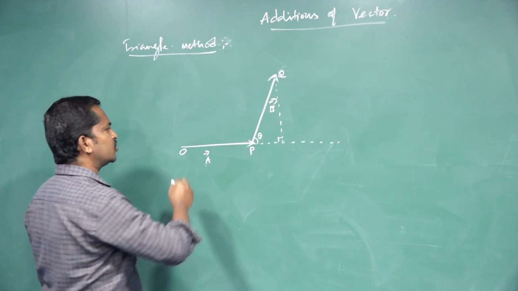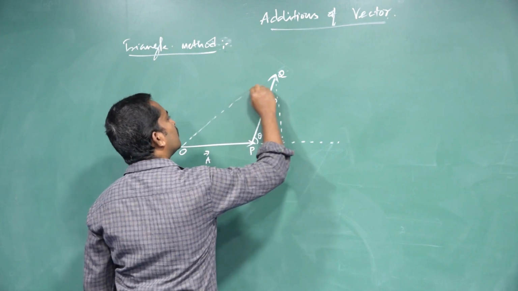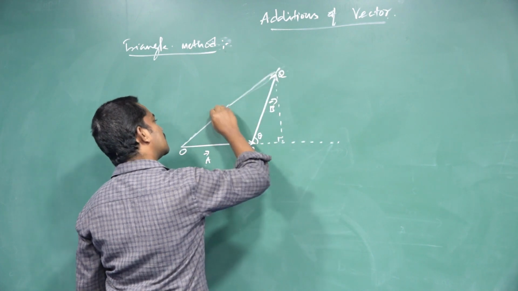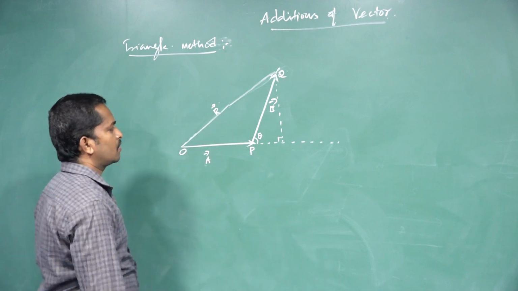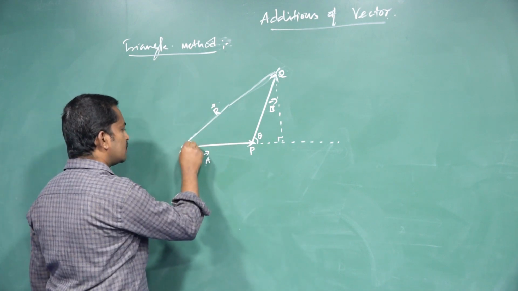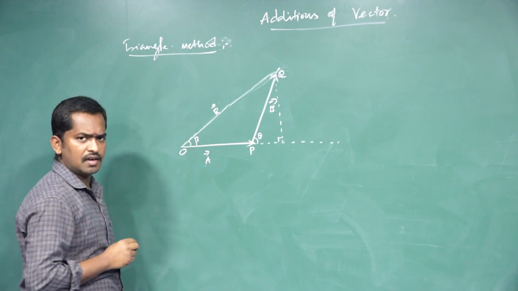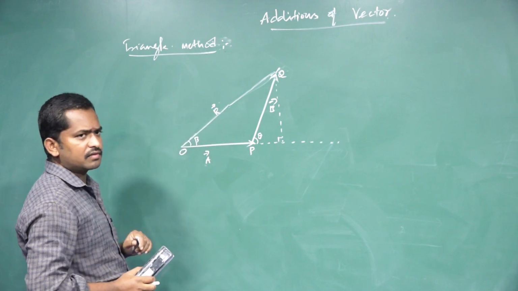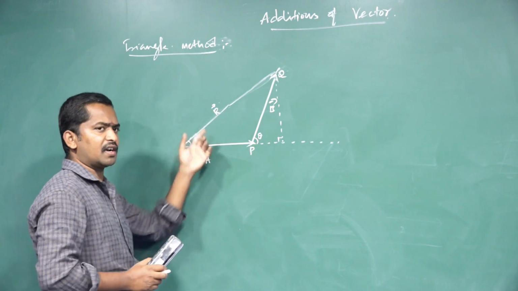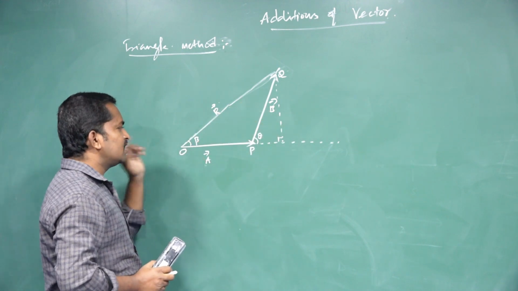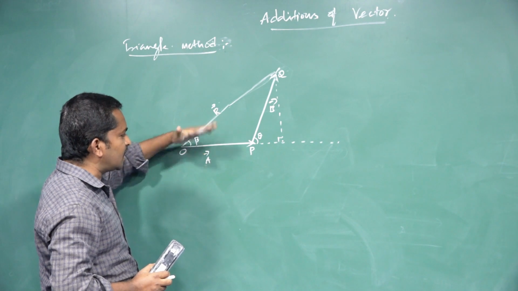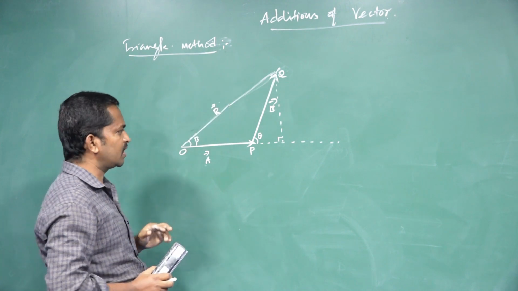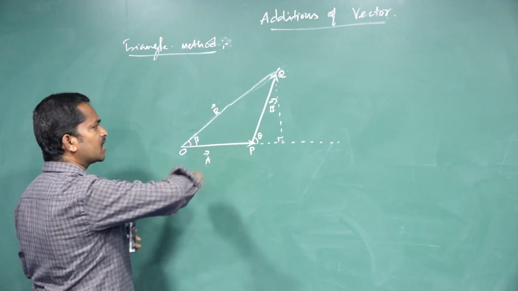The third side is indicated as the resultant vector. This is the resultant vector R. So this is angle beta. Who is beta? Beta is the direction of the resultant vector from the A vector. Theta is the angle between the A vector and the B vector. Beta is the angle between the resultant vector and the A vector. Beta indicates the resultant vector direction. It's a very important one. This is the triangular method.